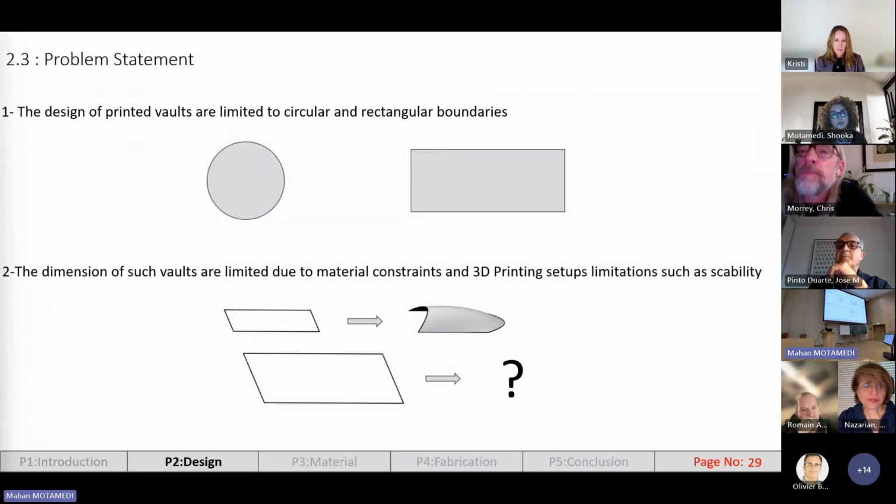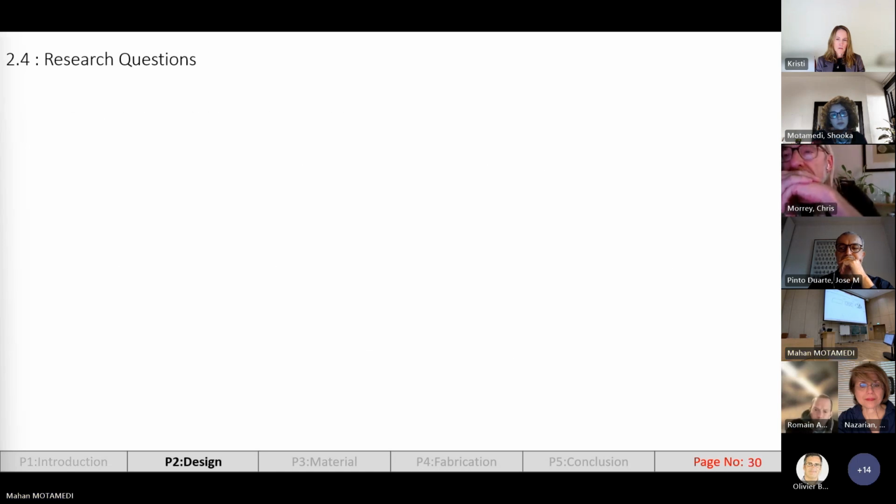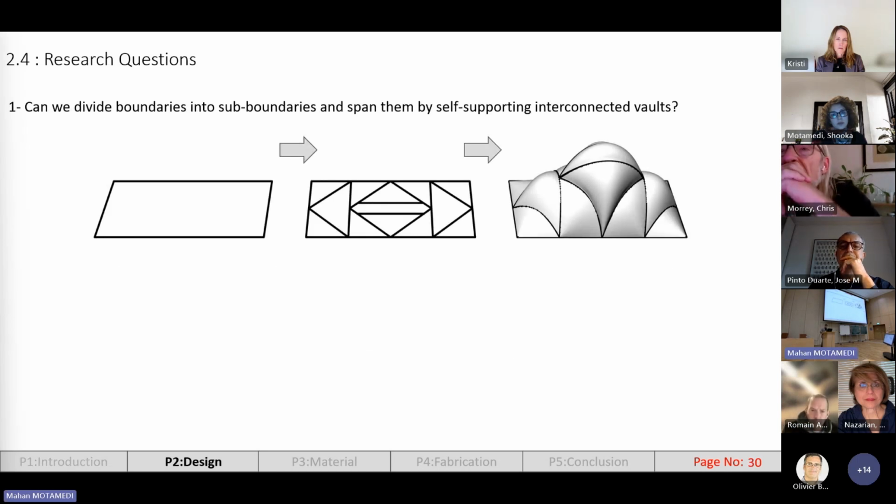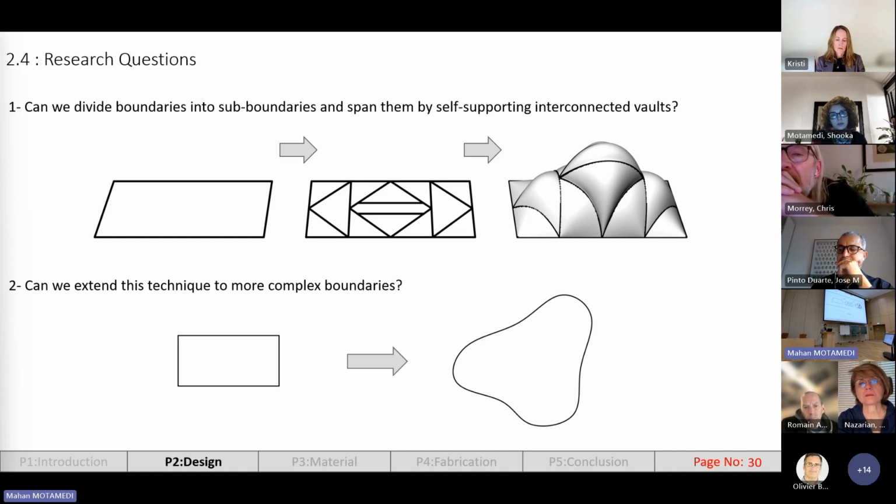So the problem statement of this chapter is that all the examples that we showed are restricted to circular and rectangular boundaries, and the dimensions of these shells are restricted by the material constraint and also the fabrication setup. Our question is: is it possible to divide these boundaries into sub-boundaries and cover the spans of the sub-boundaries using self-supporting interconnected elements? And if the answer is yes, can we extend these simple boundaries into more complex boundaries?